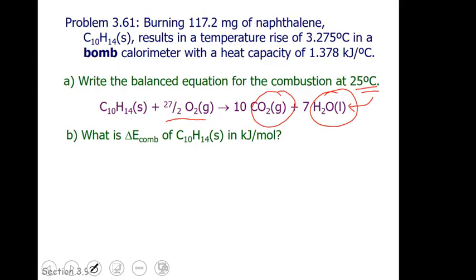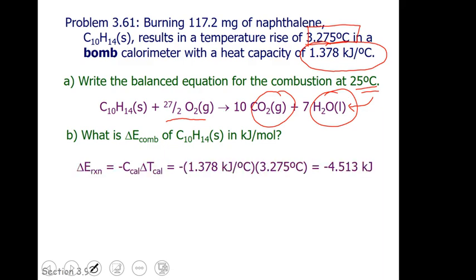Our next question asks, what is the energy change of combustion of the naphthalene in kilojoules per mole? Here we can let the units of the heat capacity, which are in kilojoules per degree Celsius, and think about multiplying it by the temperature change, which is in degrees Celsius. So let's start there. The change in energy for the reaction is going to be equal to the negative heat capacity of the calorimeter times the temperature change of the calorimeter. So when we multiply those out, you notice we get minus 4.513 kilojoules.